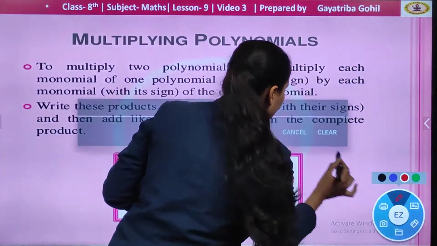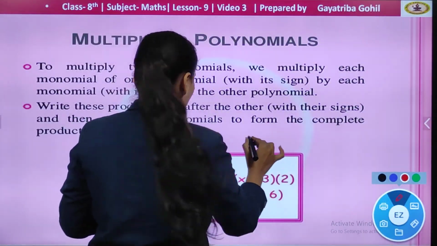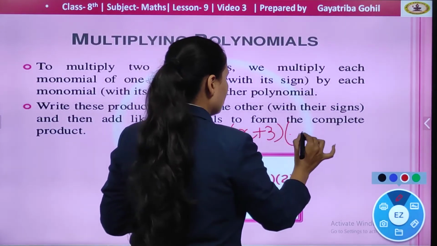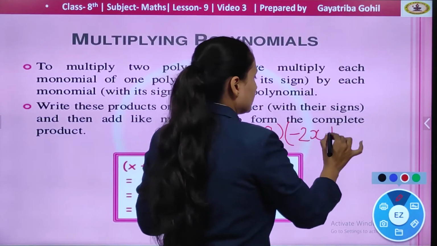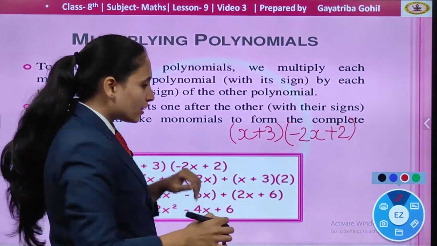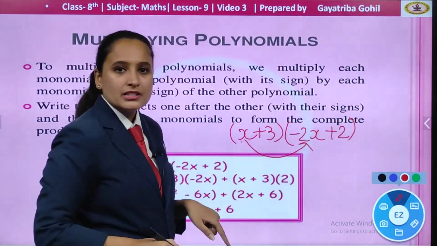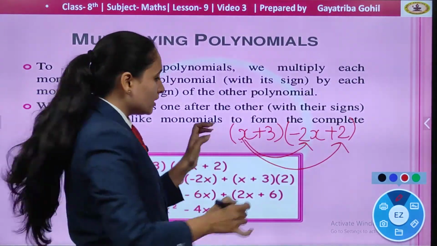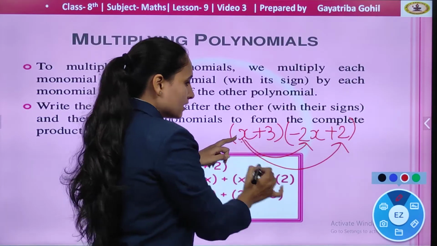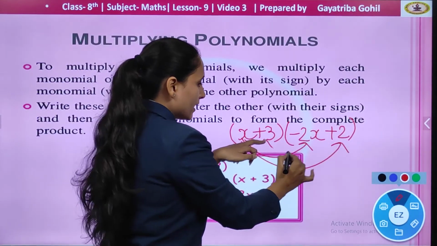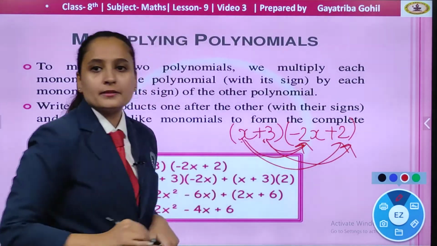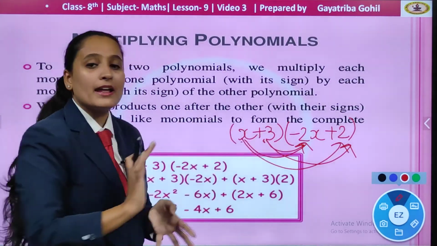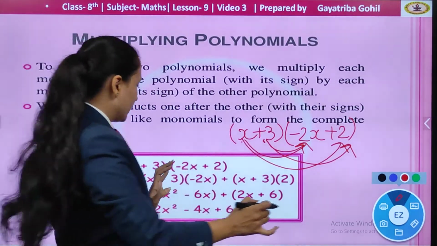Or you can also do this. For example, if you want to multiply these two, x plus 3 into minus 2x plus 2, what you can do is multiply x with minus 2x, multiply x with 2. This is nothing but distributive, right? So first x with minus 2x, then the second term of this bracket with the first and second. This can also be done, right? Either you can multiply the whole bracket together or you can multiply one by one. It is left for your choosing.